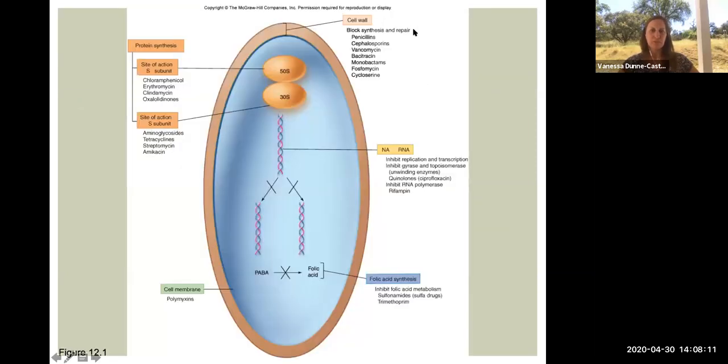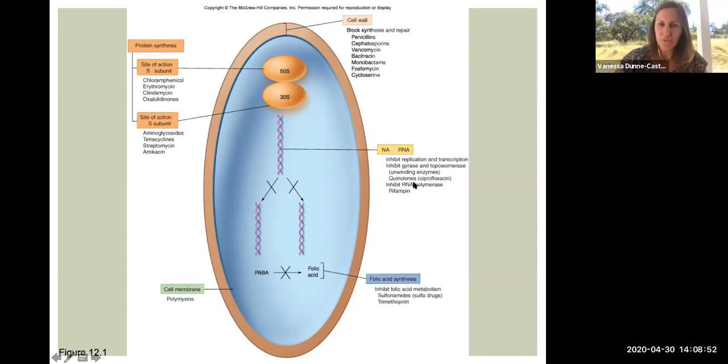This is a picture from your chapter textbook. I like it a lot because it shows you each of these things we just mentioned: cell wall synthesis, protein synthesis, nucleic acid, RNA, folic acid synthesis, and cell membrane, and then lists the broad drug classes in each of these. Your penicillin, cephalosporins, etc., would be targeting the synthesis of the cell wall, and protein synthesis, either the S subunit or the enzymes involved in these ribosomal complexes, is targeted by chloramphenicol, your aminoglycosides here, tetracyclines, etc.